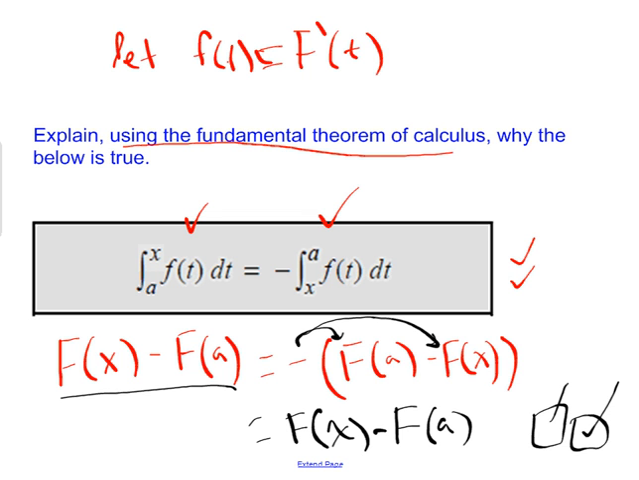This is going to be a useful skill. We're going to use this idea of putting a negative out and switching the limits when x is less than a, because typically we like to put the smaller number below and the bigger number up top.